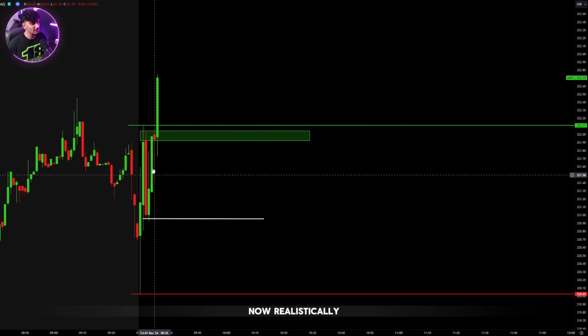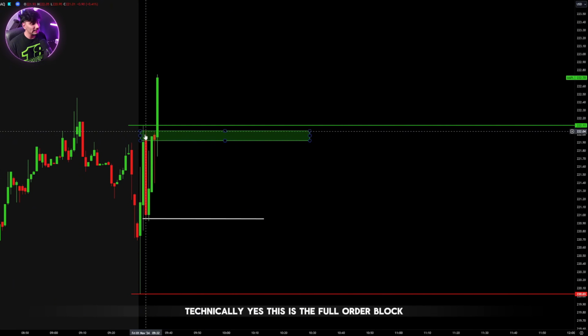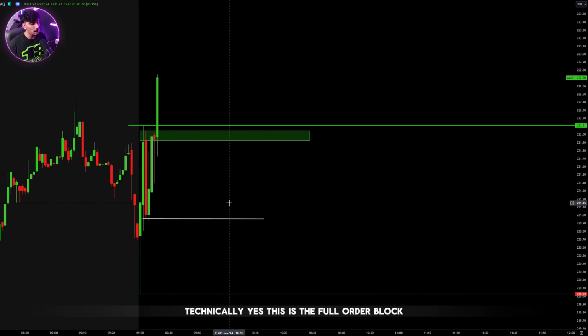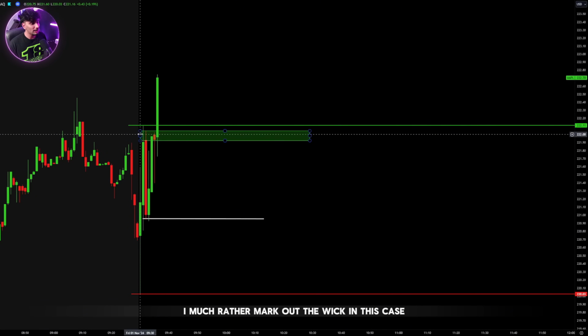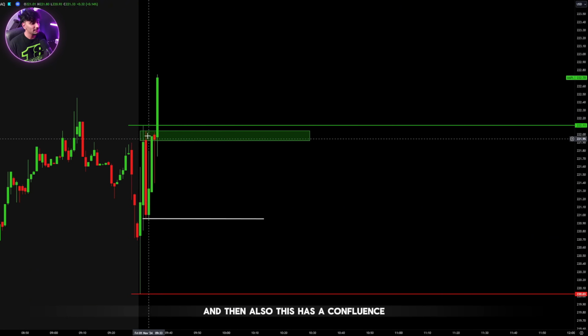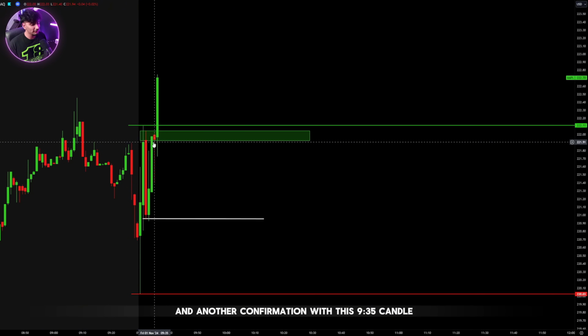Now, realistically, should the order block be this whole red candle? Technically, yes, this is the full order block. However, like I said, this is just too big for myself. I much rather mark out the wick in this case. And then also this has a confluence and another confirmation with this 935 candle.